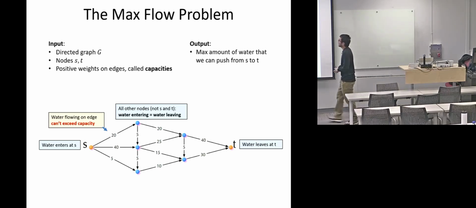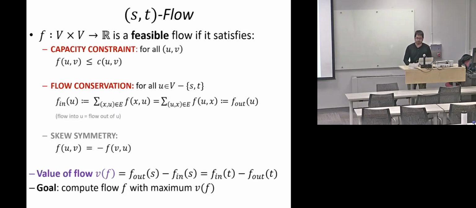In this problem, you have a graph G. You have a source node and a sink node. You want to send flow from the source to the sink, and basically the flow in and flow out on any node need to be conserved, and you need the flow on any edge to respect the capacity. Formally, you have this.